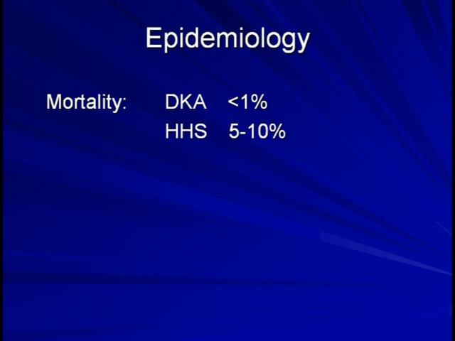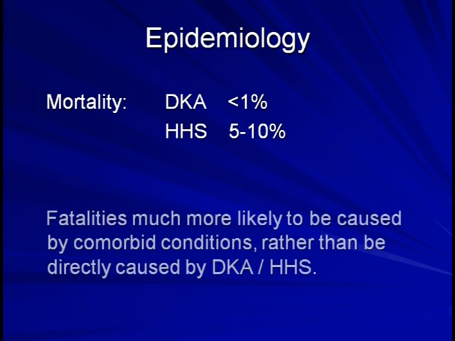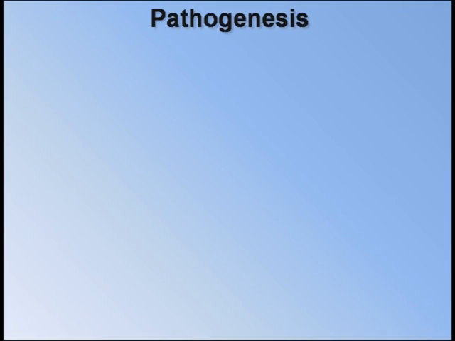Regarding the mortality of DKA and HHS, in current times, DKA actually has a remarkably good prognosis with a mortality of less than 1%, while the short-term mortality in patients with HHS is around 5 to 10%. This surprises many people, since patients with DKA generally have significantly more electrolyte and acid-base derangements. The explanation is that the fatalities in both conditions are usually due to comorbid conditions or the triggering event for the hyperglycemic crisis. Since patients with HHS tend to be older and more chronically ill than those with DKA, their mortality rate is higher. Let's move on to talk about the pathogenesis of these conditions.